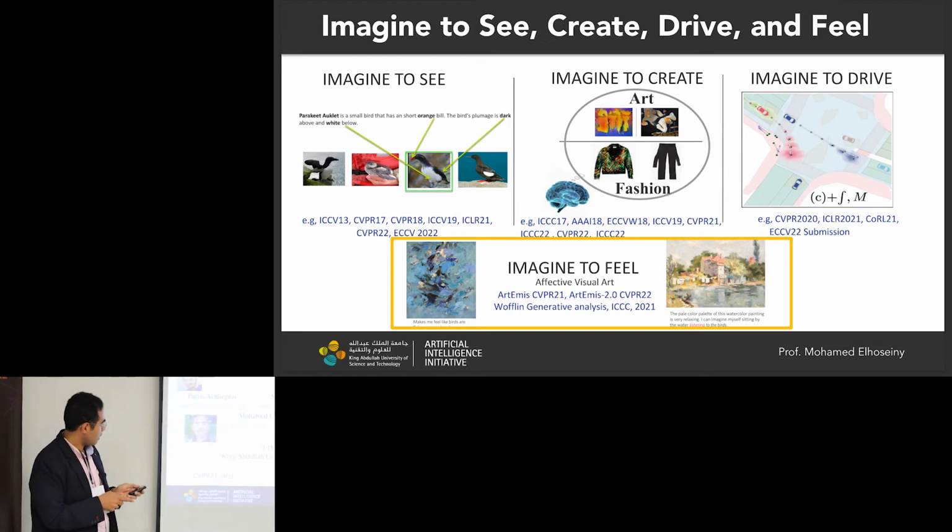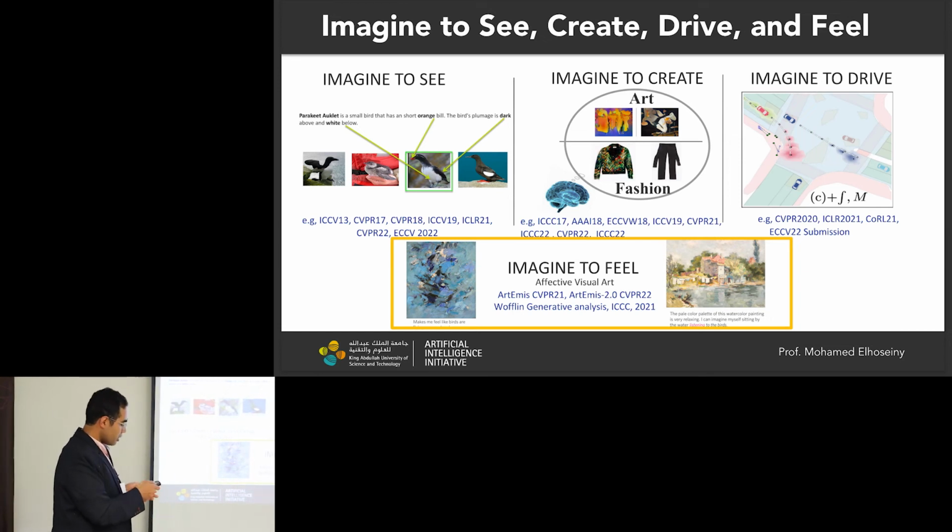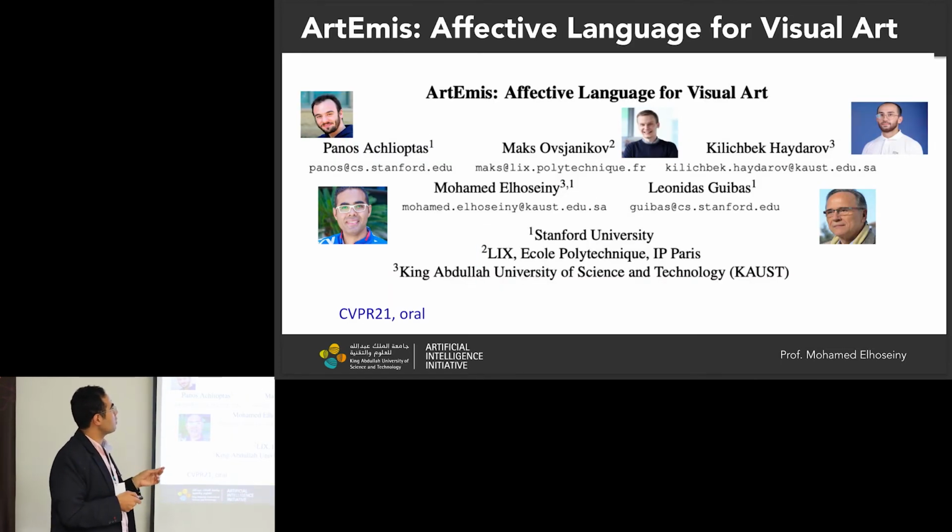I think the last thing I wanted to share with you is ArtEmis, Imagination to Feel. I already talked to you about this. It's ArtEmis, a work from 2019, 2020. I was visiting faculty at Stanford, working with Professor Guibas, and we worked on this project together. It was a partnership between KAUST, Stanford and the École Polytechnique. And we did this paper.